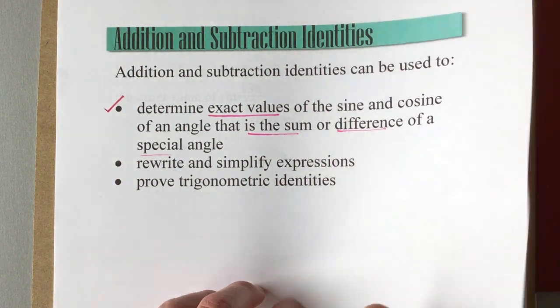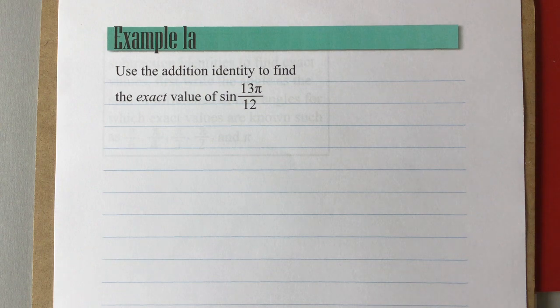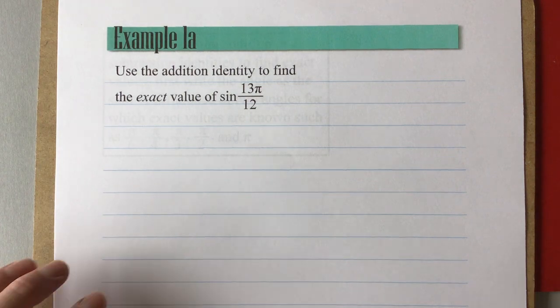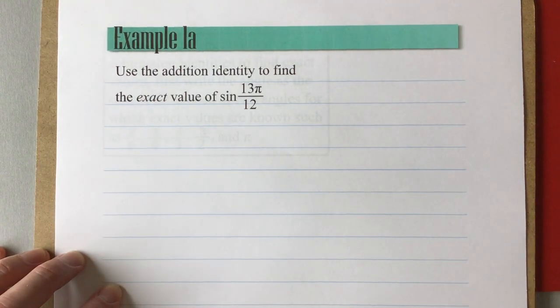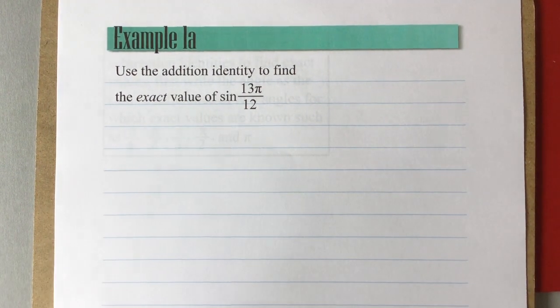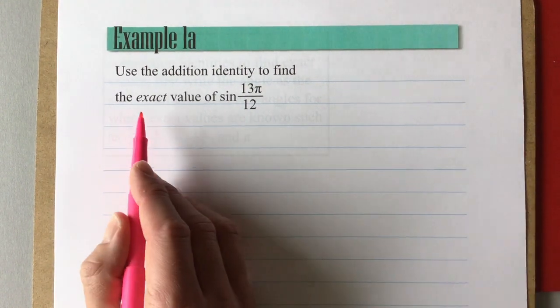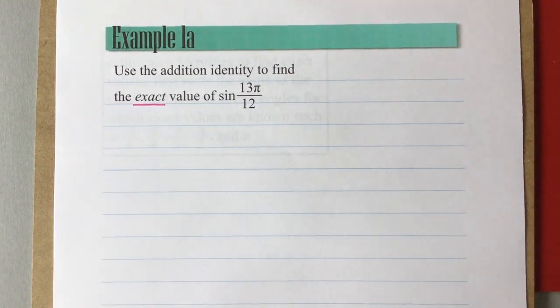Now here's the first real example when it comes to using our addition and subtraction identities. We are asked here to find the sine of 13 pi over 12. And they've asked us to use the addition identity to find the exact value. So I cannot just take my calculator, type in sine 13 pi over 12, press enter, because that would not give me an exact value. That would give me a rounded approximate value, and that's not what they're asking for right here.